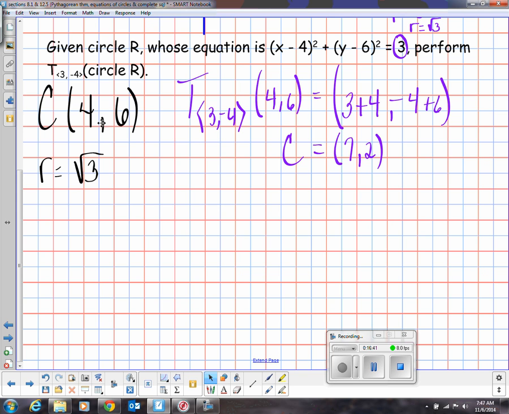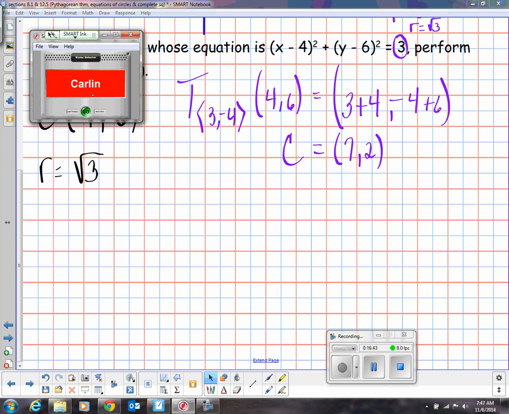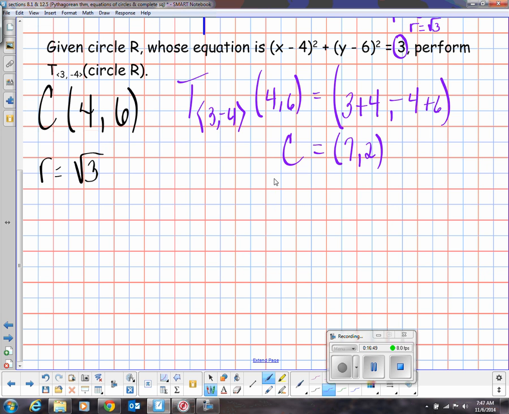The equation of this circle goes to Karen. X minus 7 squared. Okay. And y minus 2 squared. Equals 3. Square root of 3 squared, which will be square root of 9, which is 3.